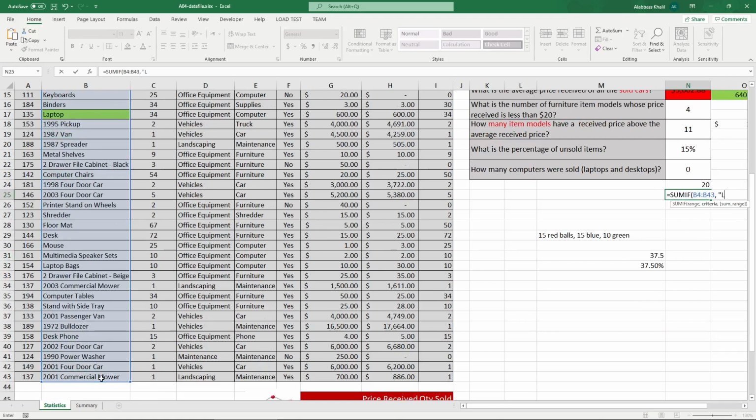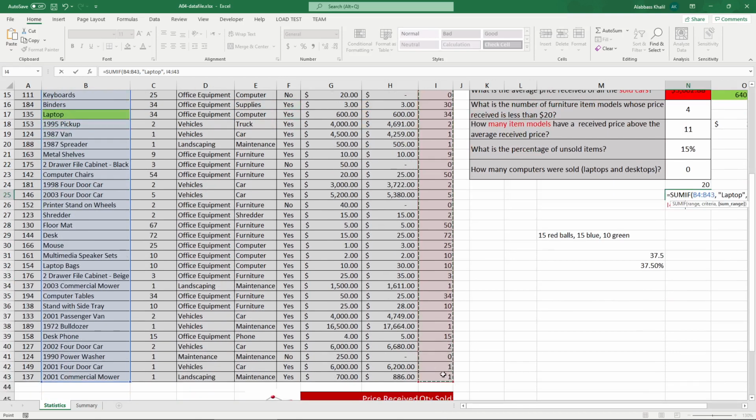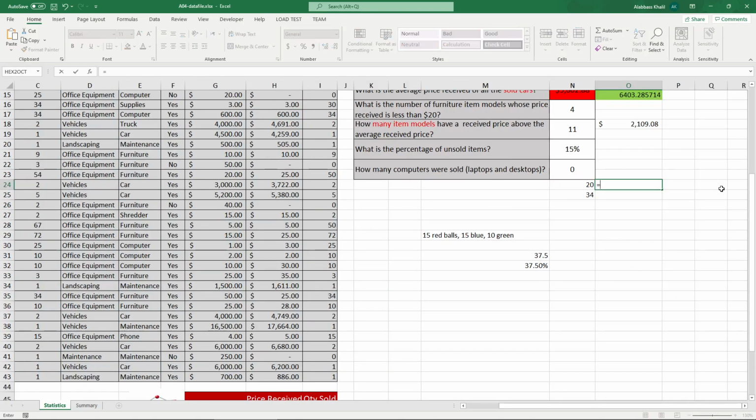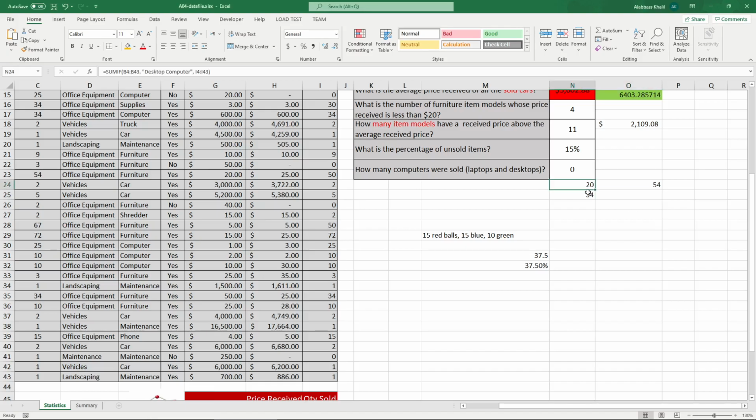So here, if it's a laptop, I'll do this. Aha. So 20 plus 34, you'll get 54, which is the correct answer. And as always, you don't have to put them in two different cells. You can do it in just one place.